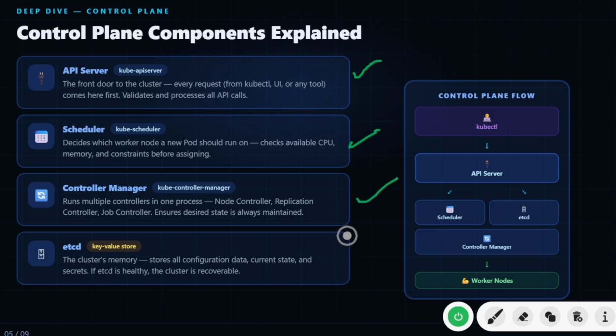And then the third component was the controller manager. The controller manager runs multiple controllers in one single process. That includes the node controller, replication controller, and job controller. So it ensures the desired state is always maintained by the Kubernetes controller manager.